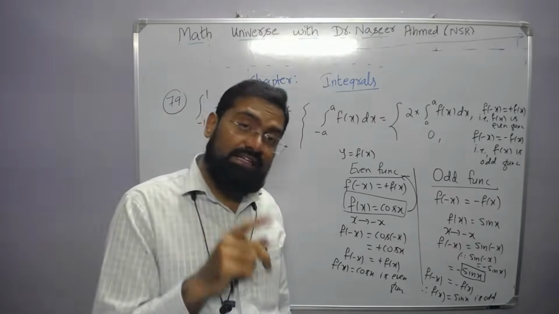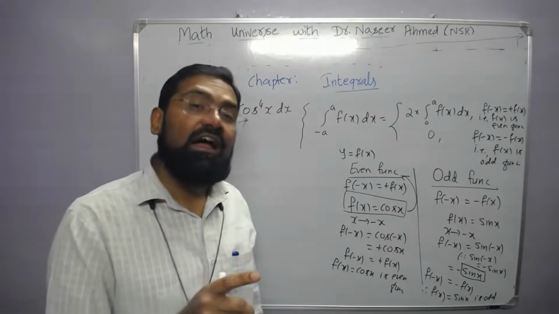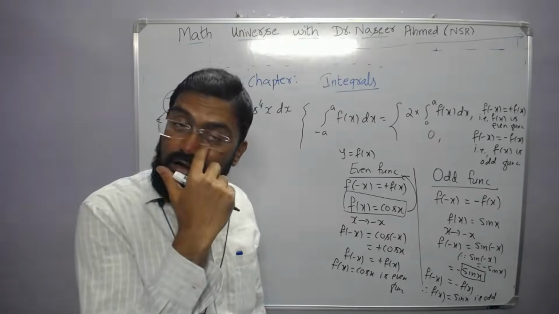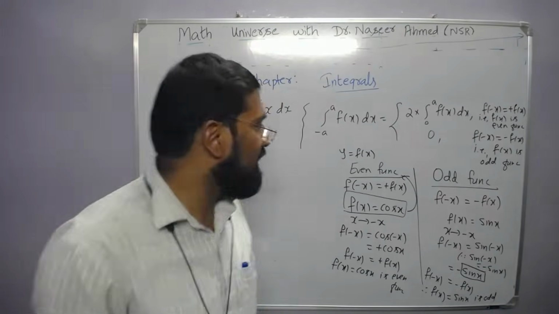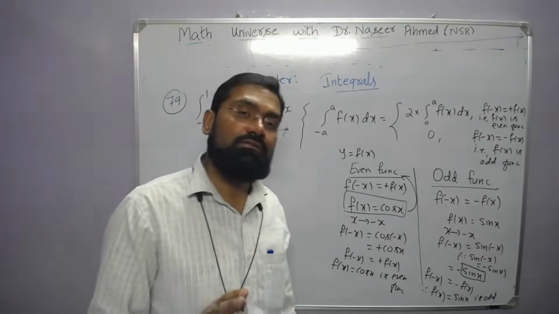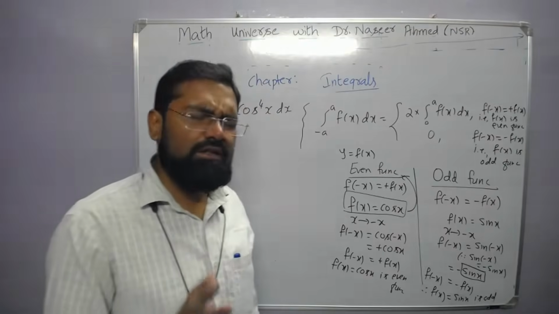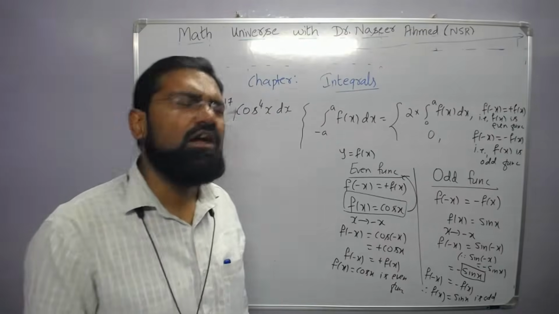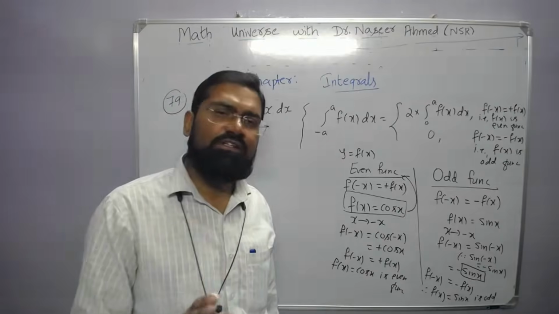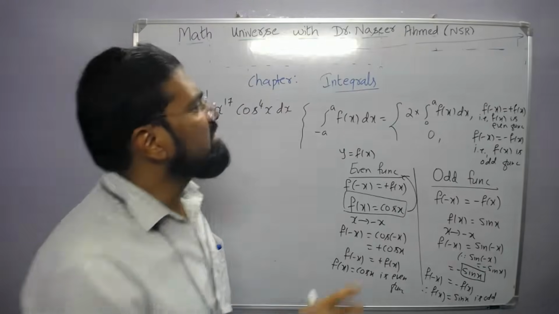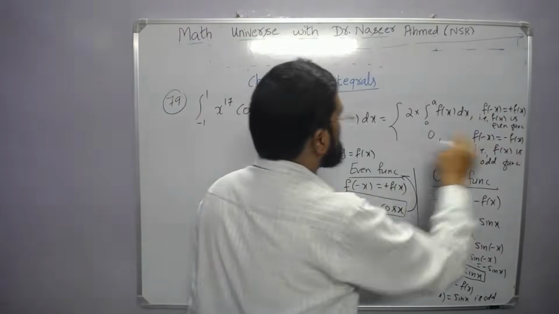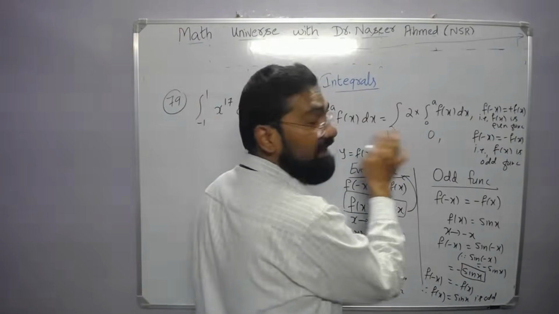Sine inverse of x, tan inverse of x, and cosecant inverse of x, all of these are odd functions. All polynomials of odd degree are odd functions. All polynomials of even degree are even functions. Now what this is saying is, if it is an odd function, this entire limit will be zero, meaning the integral will be zero.